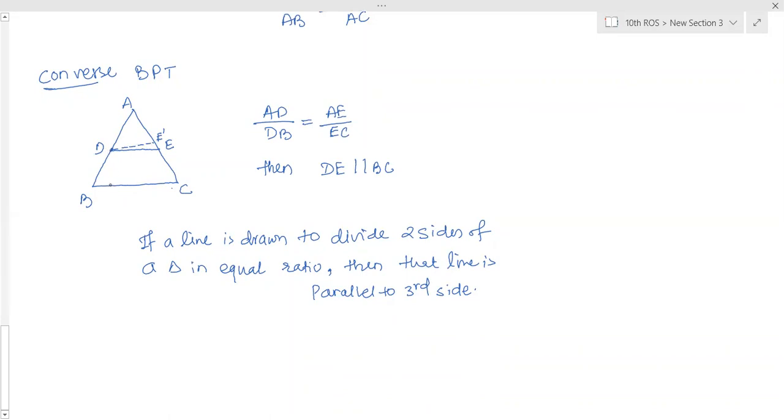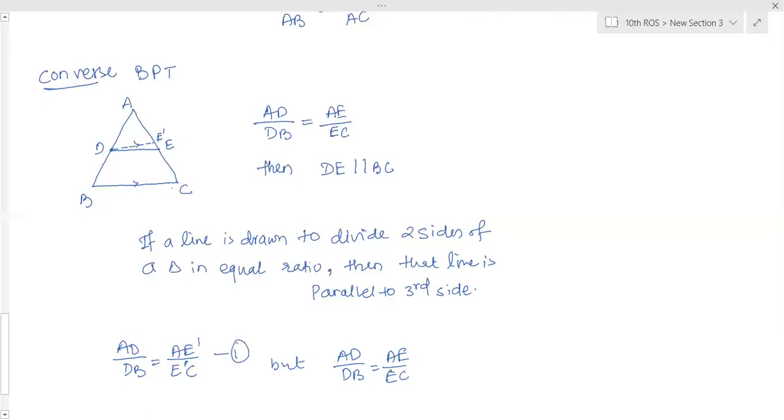Point D is not on BC. So through D, if DE is not parallel to BC, then we draw another line DE dash parallel to BC. If DE dash is parallel to BC, then we can use BPT, and we can say AD by DB is equal to AE dash by E dash C. But it is given that AD by DB is equal to AE by EC.